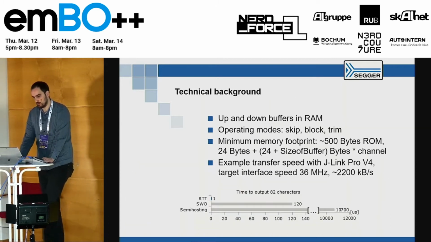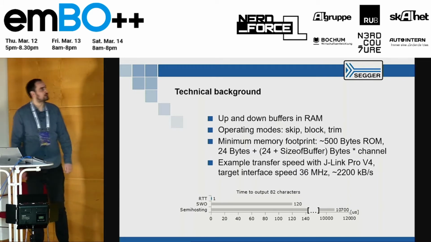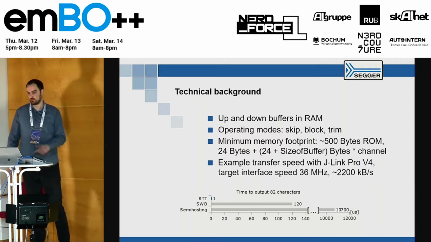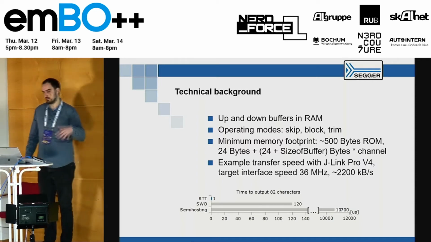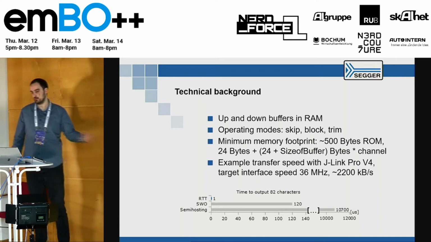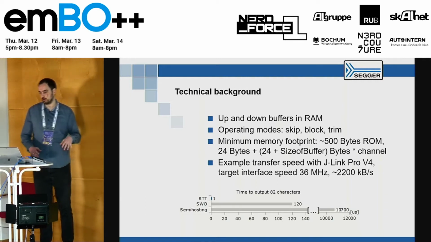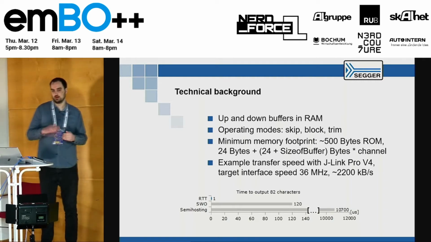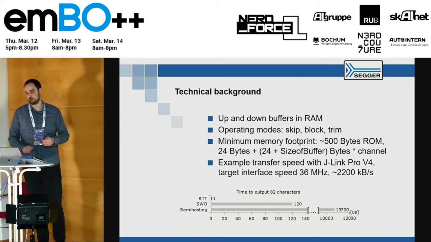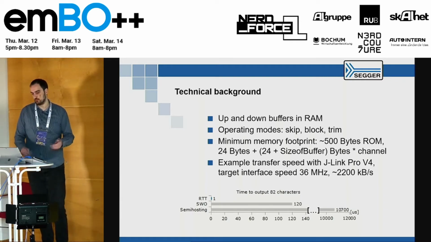So let's come to the technical background here. So we have some kind of up and down buffers. We have three operating modes. We have skip, block, trim. Skip would be that you have a buffer. If it's full, you throw away the new data. Block would be that when the buffer is full, we halt the application. And trim would be if you have some buffer space left, we trim the new incoming data, and the trimmed data is thrown away. And then it behaves like skip.